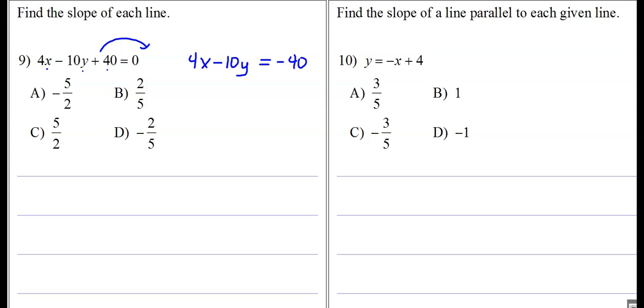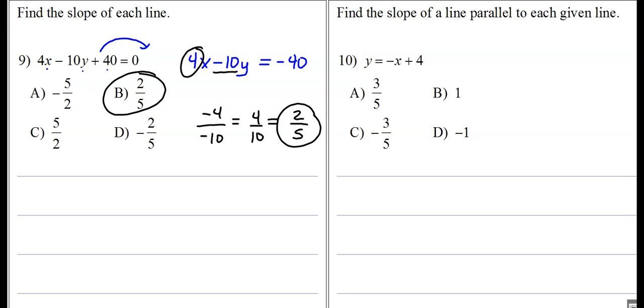And I'm going to use the shortcut on this one. I'm going to go opposite of A over B, which is 4 over 10 positive, and then it reduces to 2/5. I had two in a row that were 2/5. Find the slope of a line parallel. If I want to be parallel, I need to be the same slope. Well, this line right here, that's a negative 1. So I need to keep it the same. Correct answer is going to be D.